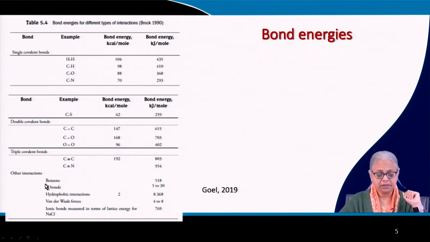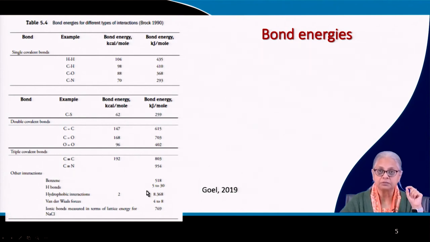We also have bond energies associated with aromatic rings like benzene. We will come to the other four types of bonds, and these bonds, despite their weakness, look at the magnitude difference, and not just one order of magnitude but two orders of magnitude difference. So hundreds of times less bond energy is there in hydrogen bonds, hydrophobic interactions, and van der Waals forces.